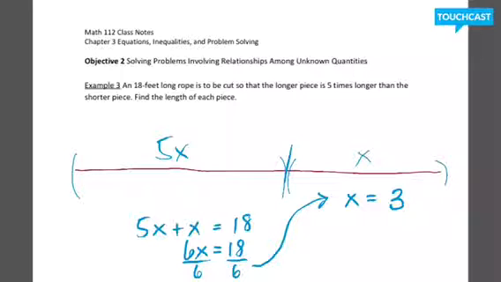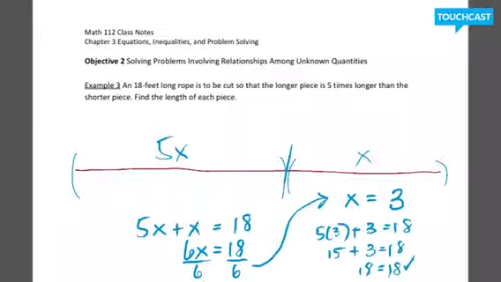And now you can check it. Put the 3 in for the x, so we have 5 times 3 plus 3 equals 18. That's 15 plus 3 equals 18. 18 equals 18, and that checks. Okay, so the first thing I did was draw a picture. Then I wrote in the information it gave me that the longer piece was 5 times longer than the shorter piece. I chose a length for the shorter piece, which was x. 5 times x would be 5x. And then I made my equation and solved.